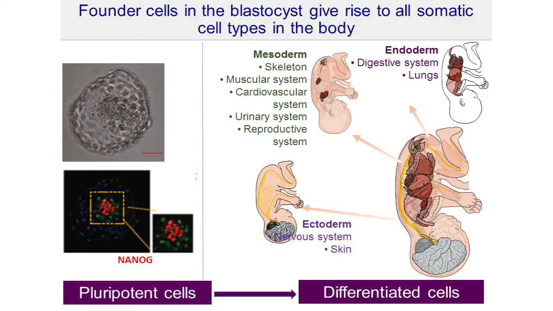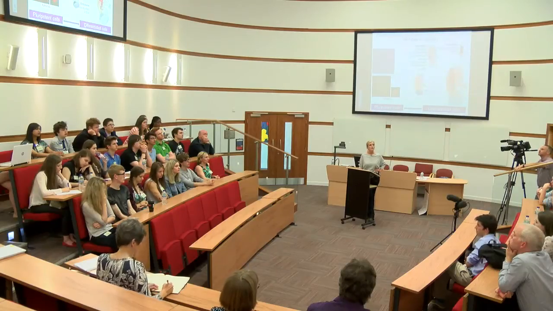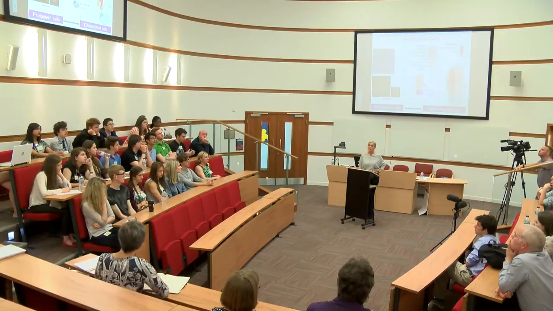It gives rise to the mesoderm, which gives us our skeleton and muscular system, you can see them all there, and the endoderm and the ectoderm, which is the nervous system and the skin. You have these pluripotent nanog-expressing cells, which then become differentiated to all different cell types in the body, and that happens just after implantation.